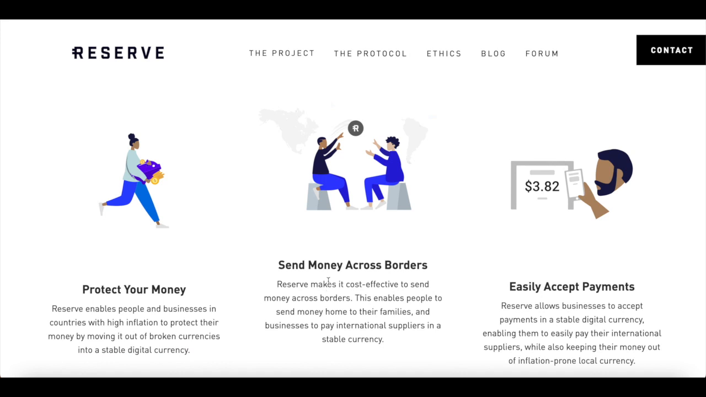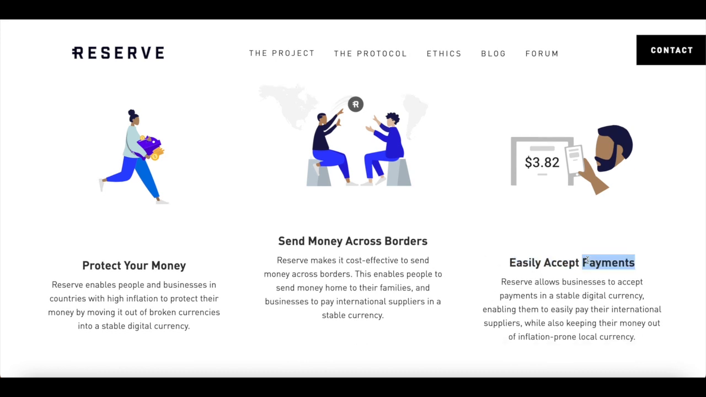So there's also sending money across borders, which is very important because it's always been difficult to send money internationally, expensive as well, and it can take a while. But with cryptocurrencies these days, it can take a matter of minutes, sometimes seconds, or a matter of hours if you're using cryptocurrencies with older blockchains, which are a bit slower. But Reserve will make it cost effective to send money across borders. This enables people to send money home to their families and businesses to pay international suppliers in stable currency.